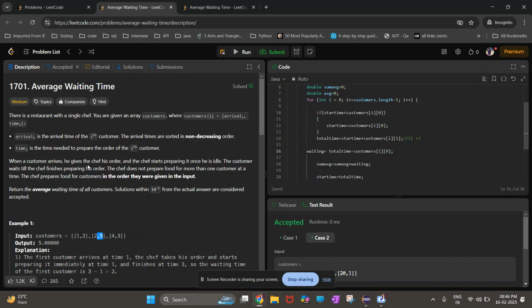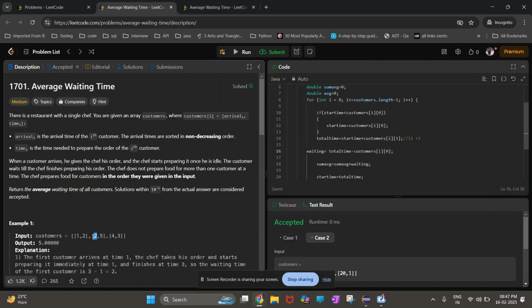When the customer arrives, he gives the chef his order, and the chef starts preparing it once he's idle. The customer waits for the chef to prepare the order, and the chef does not prepare food for more than one customer at a time. So if the chef is preparing the order for one customer, and another customer comes in that time, he has to wait.